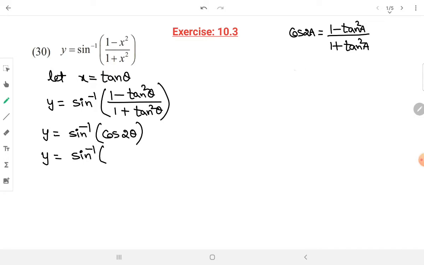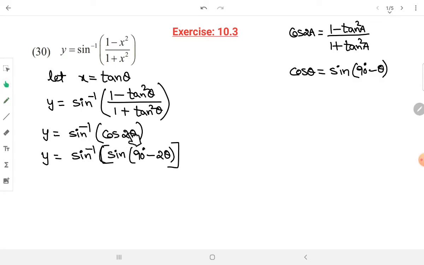Cos theta is nothing but sine of 90 degrees minus theta, the complementary angle. In the same way, let's write this cos 2 theta as sine of 90 degrees minus 2 theta. If the formula is for theta, you have to write 90 degrees minus whatever the angle is. Here the angle is 2 theta, so 90 degrees minus the same angle.